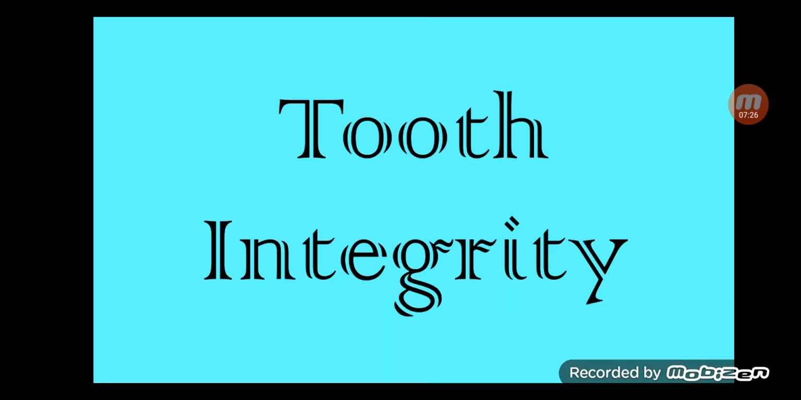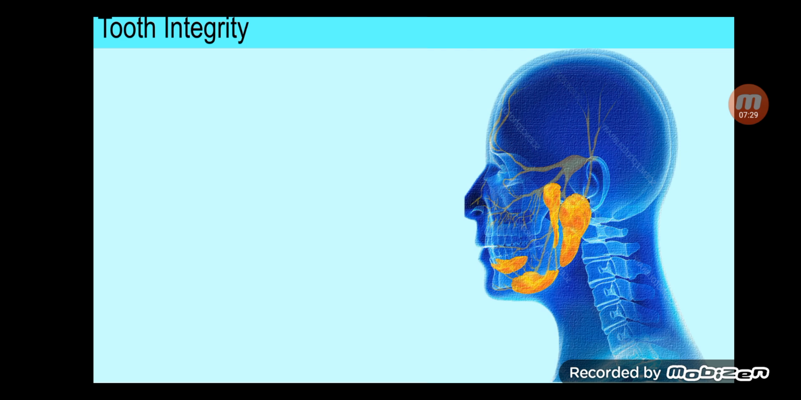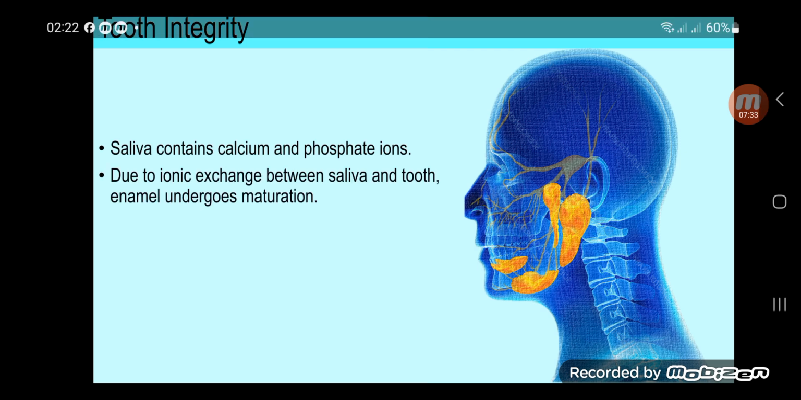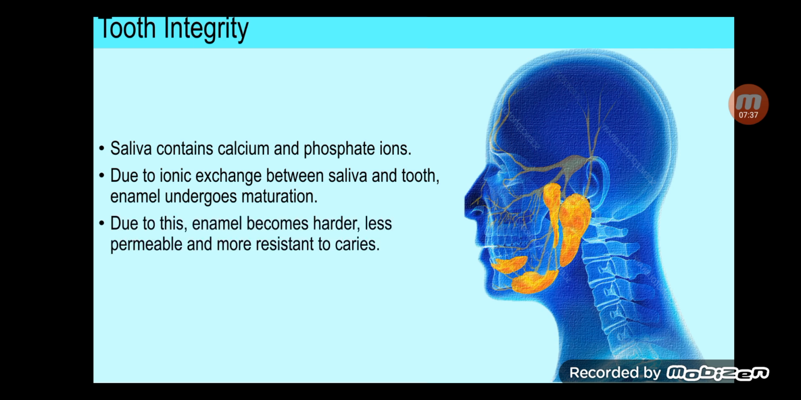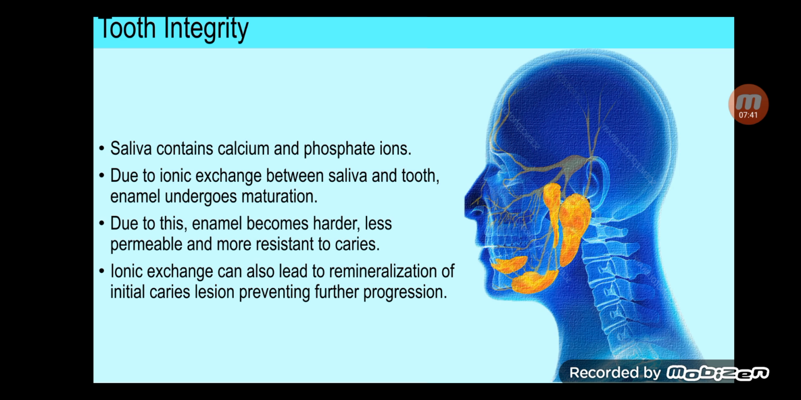Other functions of saliva include tooth integrity. Saliva contains calcium and phosphate ions. Due to ionic exchange between the saliva and tooth, enamel undergoes maturation, and due to this, enamel becomes harder, less permeable, and more resistant to caries.